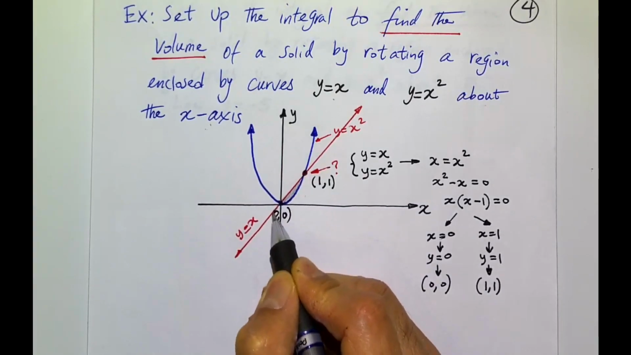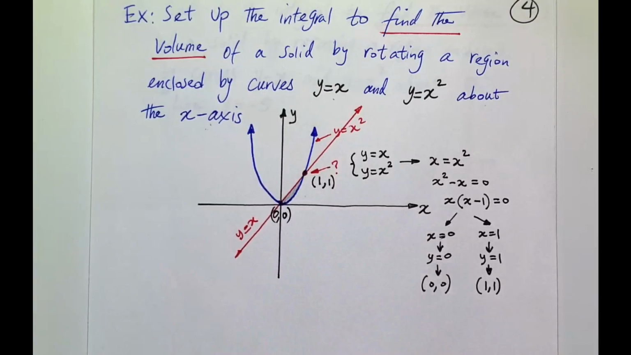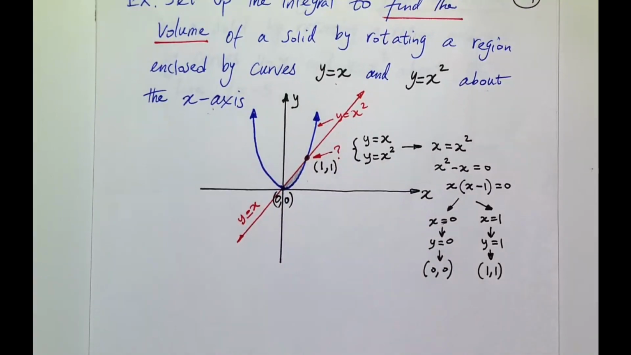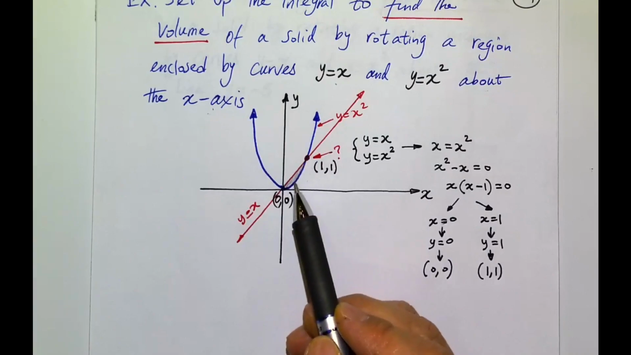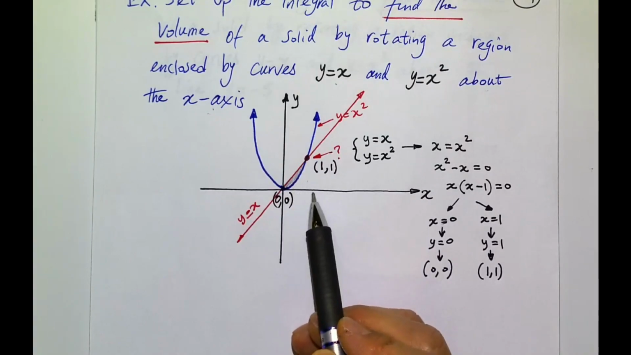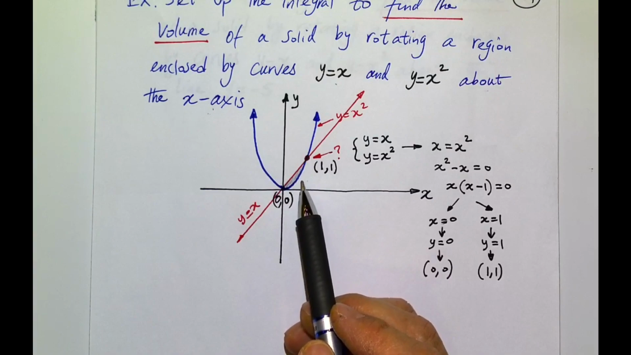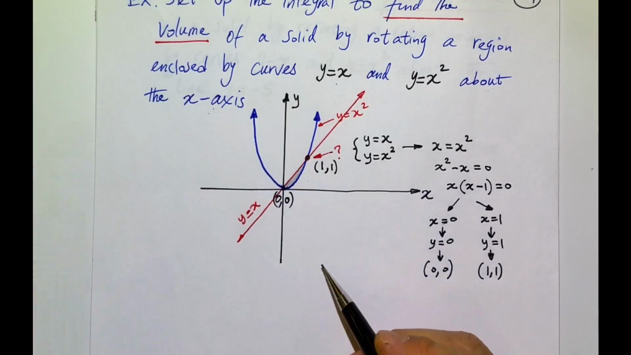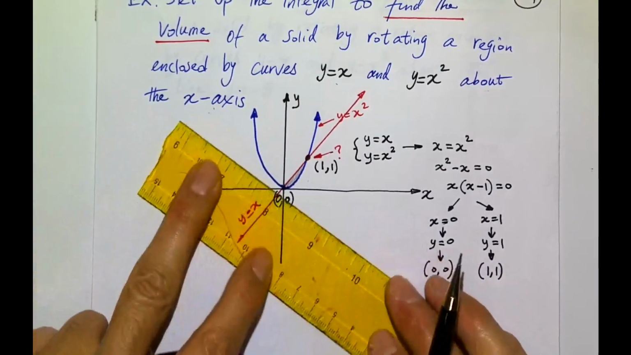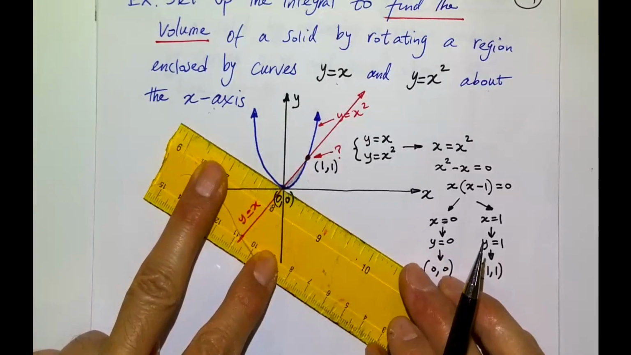So let me also add a 0 there. So we found the region that we're rotating about the x-axis. As you do that, what do you think we're going to get? Do you think we're going to get a disk or a washer? And let me draw just a dashed.